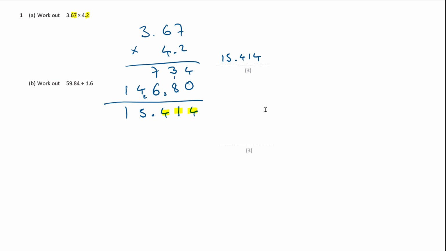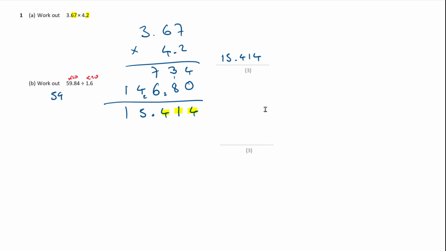So part B, we've got 59.84 divided by 1.6. So we're going to be dividing by a decimal. I don't really like that, to be honest. I'm going to just times top and bottom by 10, I think, to get rid of that decimal for the divisor. So if I scale up the top and the bottom by a factor of 10, it's a bit like writing an equivalent fraction down, isn't it? It doesn't change the value.